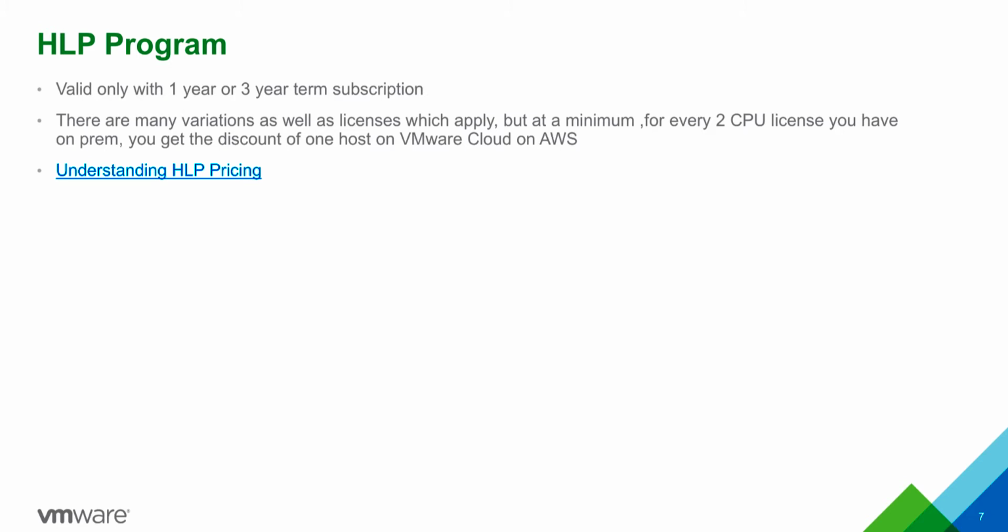You can pay even less with an on-prem license, if your end customer has an on-prem license, using the hybrid loyalty program. It's valid only with a 1-year and a 3-year subscription pricing. It is the savings you can achieve on VMware Cloud on AWS based on licenses you own on-prem, as long as you're active on support and subscription for those licenses. The way it works is that for every 2 CPU licenses that you have on-prem, you get this discount on one host, 2 CPU, of VMware Cloud on AWS.